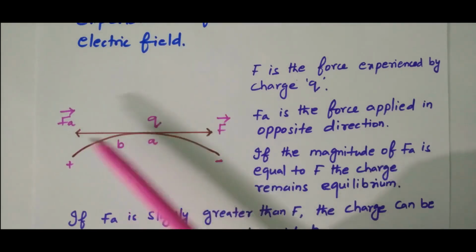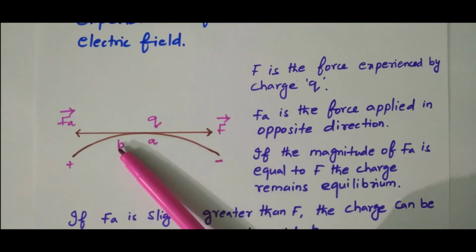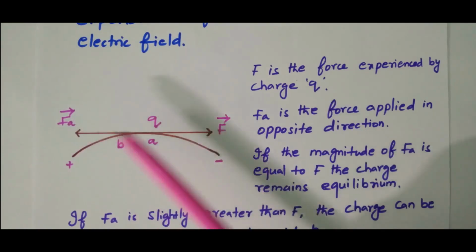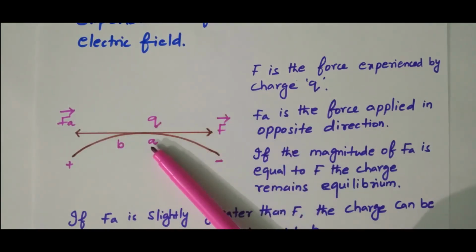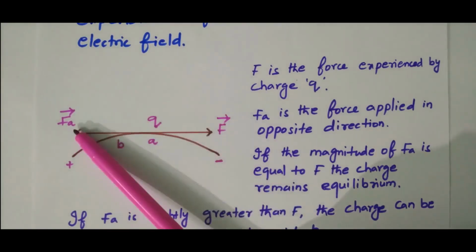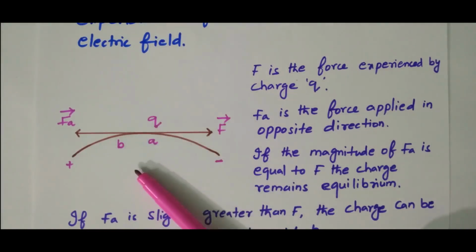Suppose Fa is greater than F, what will happen? The charge will move from point A to point B. If the applied force Fa is greater than the force developed, the charge will move from point A to point B. So the force applied and the distance moved is nothing but the work done. Fa dot dl.